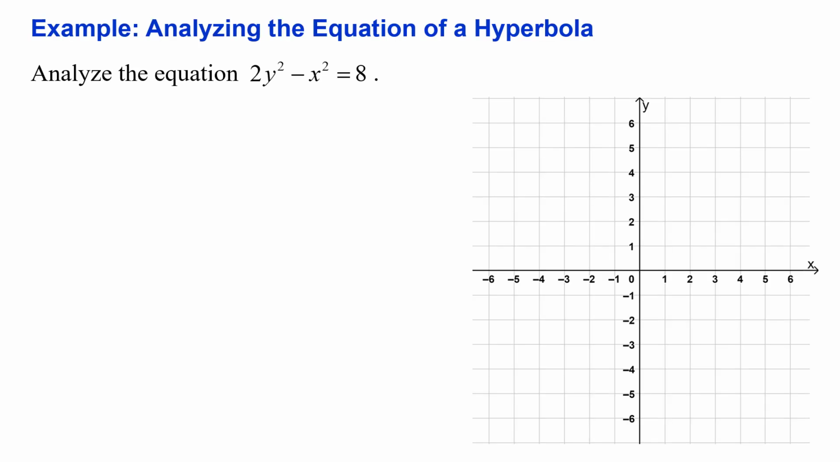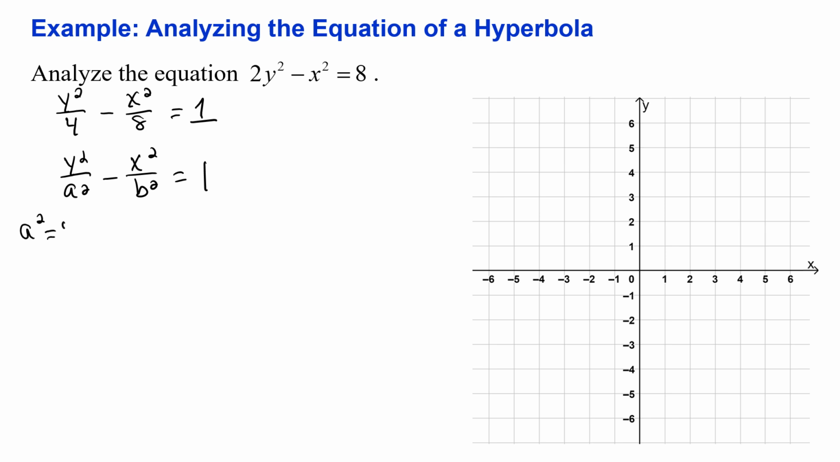In this example, we're told to analyze the equation of the hyperbola 2y squared minus x squared equals 8. Now first, we need to divide both sides of the equation by 8 to put it in the standard form. Doing so gives us an equivalent equation of y squared divided by 4 minus x squared divided by 8 equals 1. So the equation matches the form y squared divided by a squared minus x squared divided by b squared equals 1, where a squared is 4 and b squared is 8.